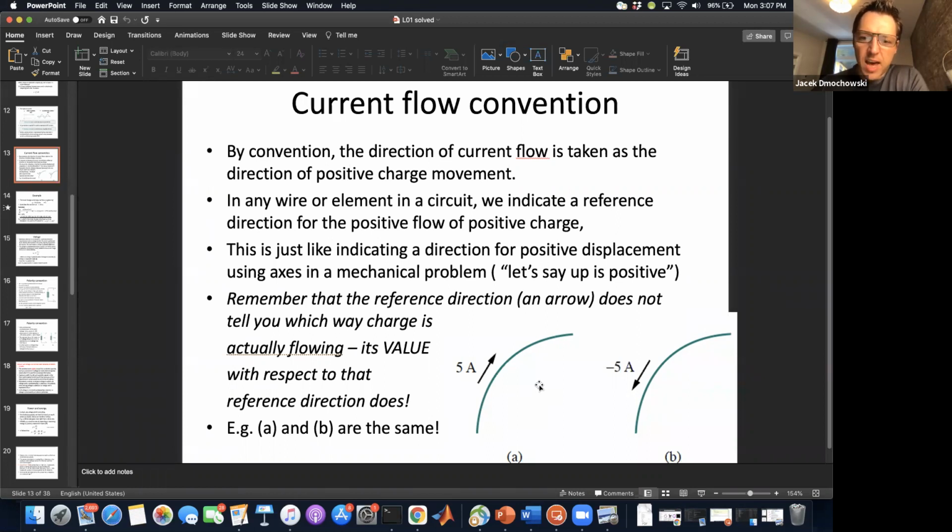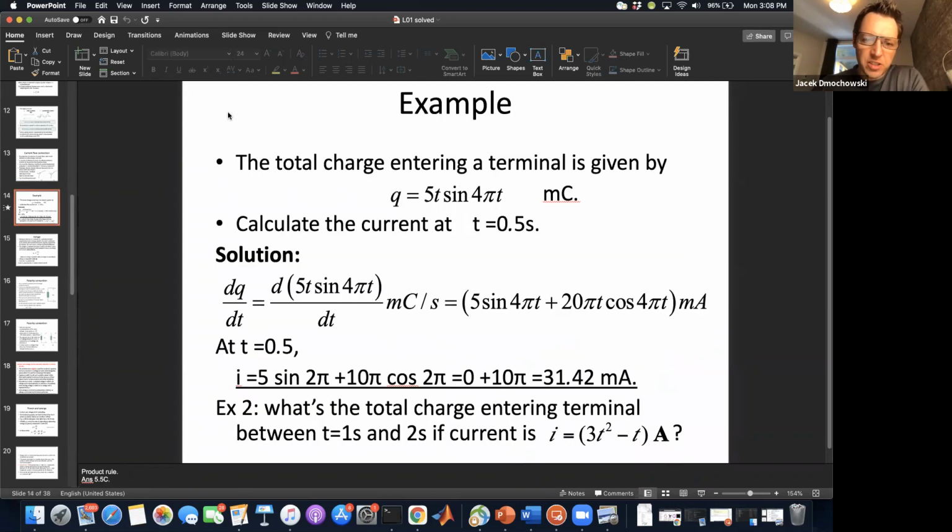It's equivalent to me saying that I walked 5 steps forward versus I walked negative 5 steps backwards, right? Those two statements are identical because both voltage and current are signed quantities. That means they can be positive or negative. Resistance cannot be negative, and we'll get to that. So our first example here.